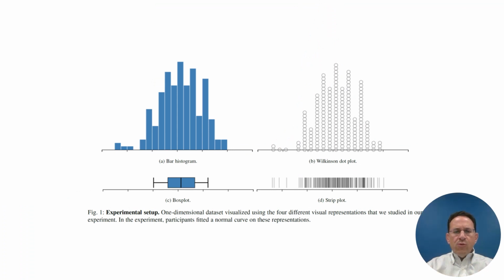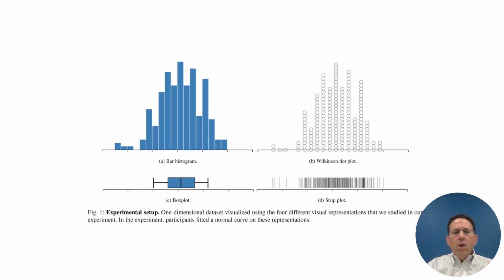We presented users or respondents with more than just the standard bar histogram. We presented 4 different visualization types: the bar histogram, a Wilkinson dot plot histogram, strip plots, and box plots from Tukey. Now the box plots, by the way, don't have the outliers. It's just the box and whiskers.